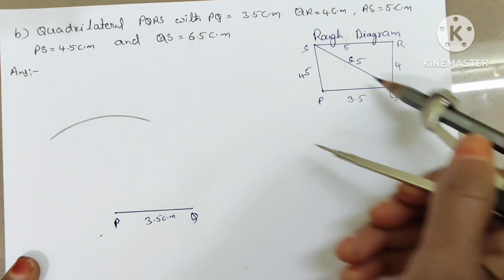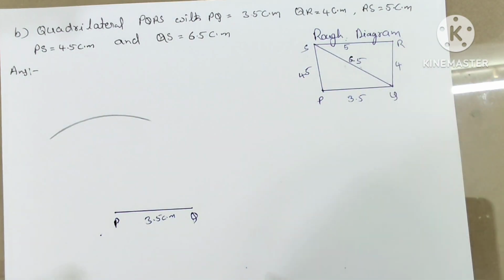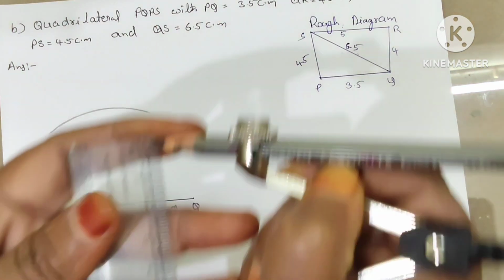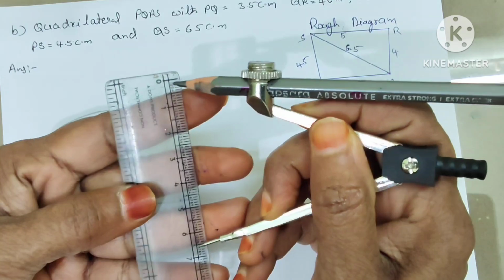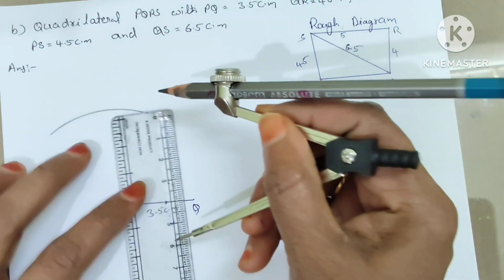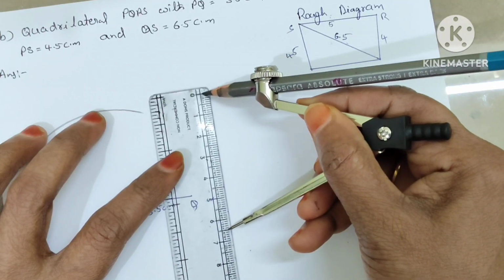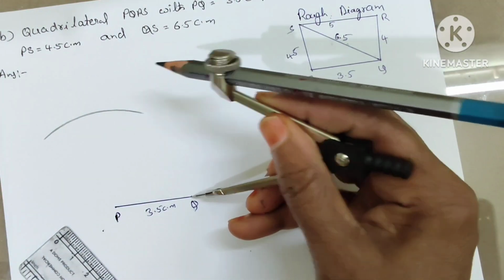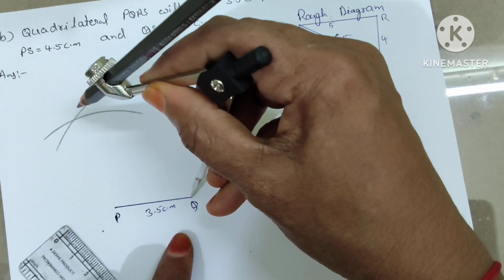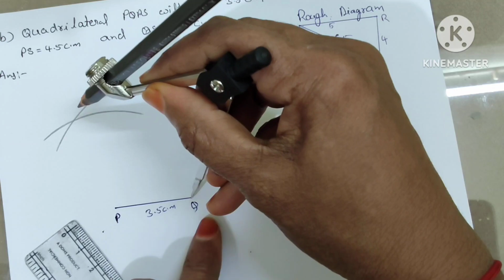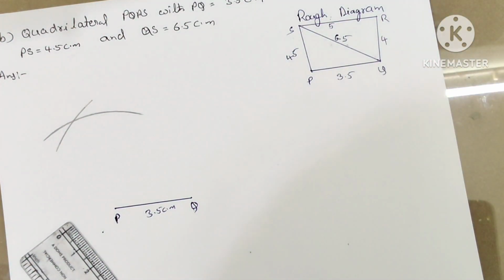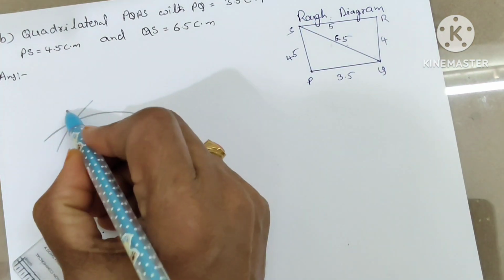Now next, Q to S is 6.5 centimeters. Use scale and rounder and take 6.5 centimeters. You observe carefully. Now based on Q, touch the previous arc. Don't confuse: first based on P, next based on Q. So based on Q we draw another arc. Now this point is S.